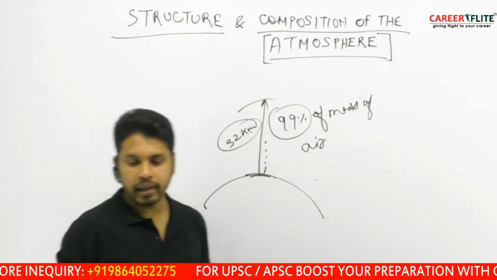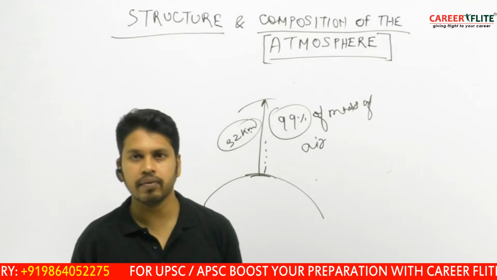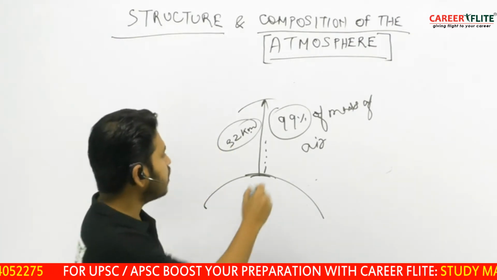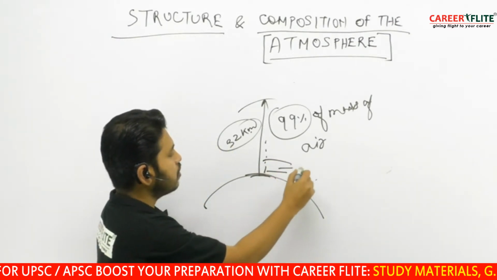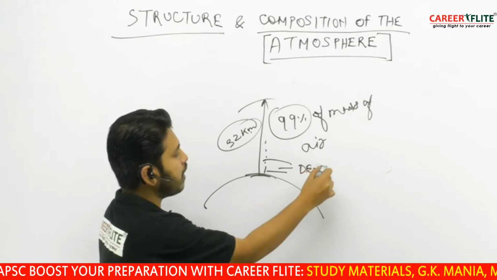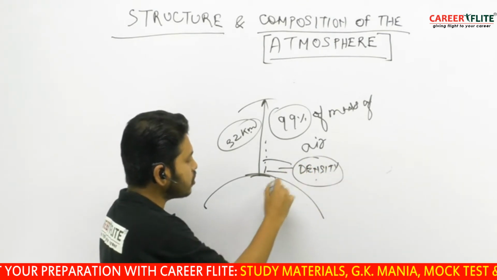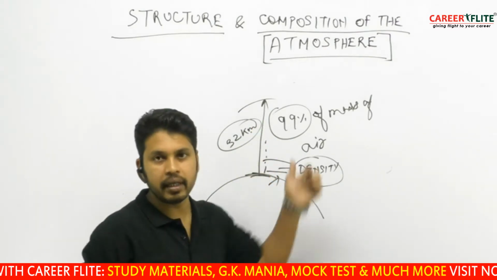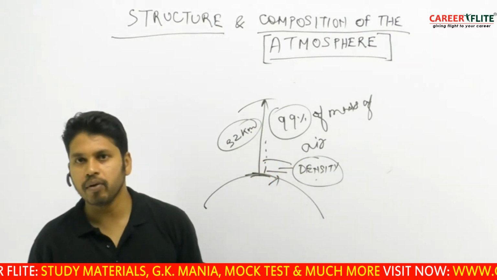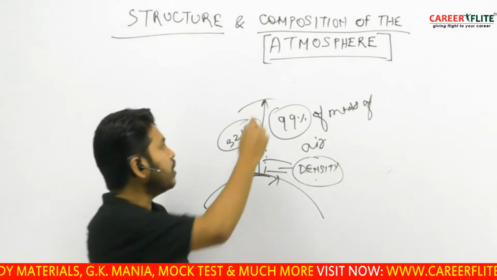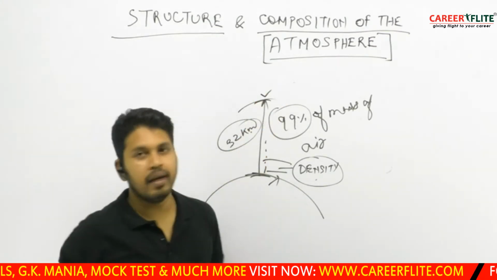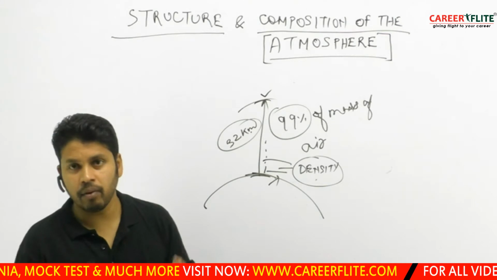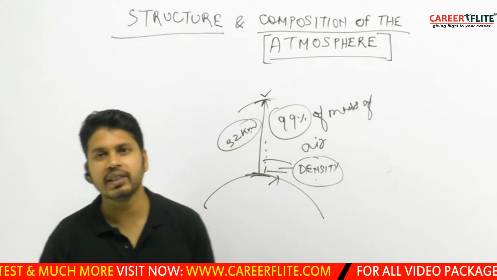Starting from the surface, the density of the air keeps on decreasing. At the surface of the earth, the density of air molecules is very high. As we increase the distance from the surface vertically, the density of the air molecules keeps reducing, and after 32 kilometers, we cannot find enough of these gases. There will be gases, but the density will be very low.